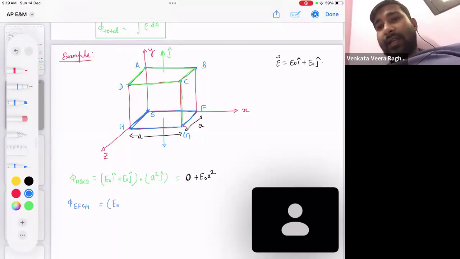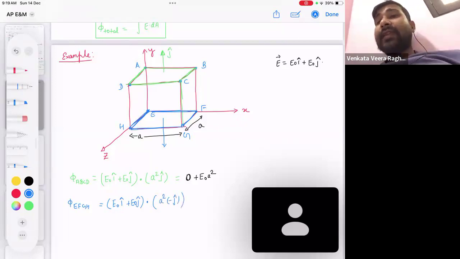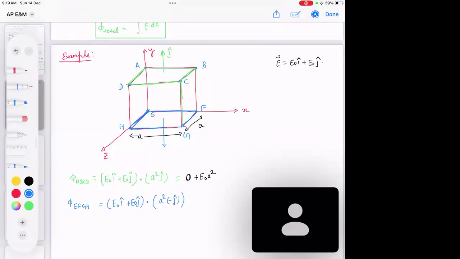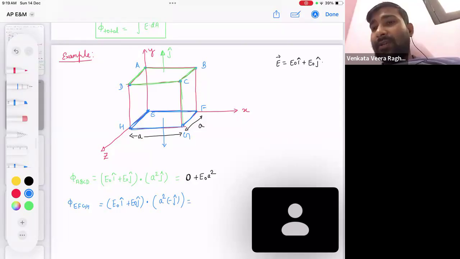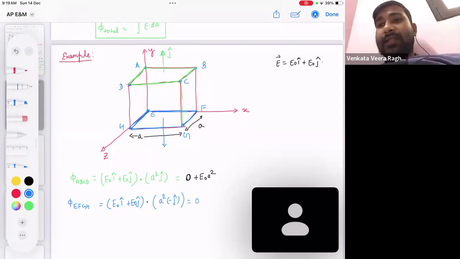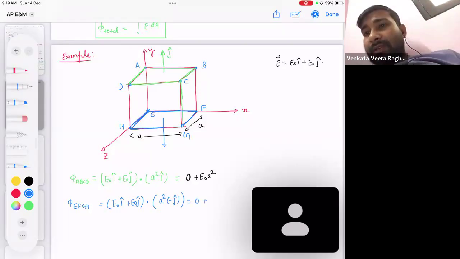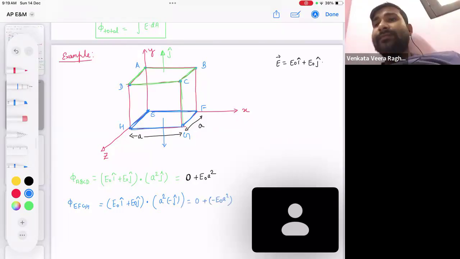E naught I cap plus E naught J cap is the field. And what is the area vector? The magnitude is A square. But what is the direction of the area vector? Minus J cap. So now if I take the dot product again, the I cap dot I cap part is not there. J cap dot minus J cap, is it coming minus E naught A square? Please tell me.